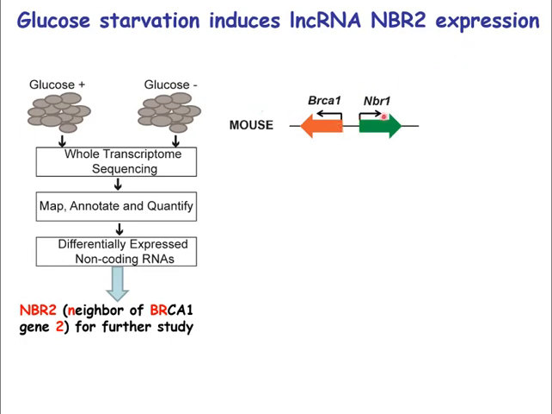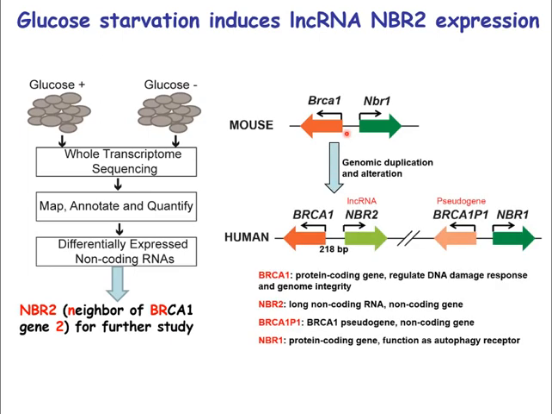Interestingly, in the mouse genome, there is another gene called NBR1, which resides right next to the BRCA1 gene. There are only a couple of hundred base pairs between the transcription start sites of these two genes. Then during evolution, there was a genomic duplication and subsequent alteration in this locus. So you end up in the human genome with the BRCA1 gene right next to another gene called NBR2. This NBR2 is a partial duplication of NBR1. The 5' region of NBR2 is very similar to the NBR1 gene, but the rest of the gene has nothing to do with NBR1. So this gene became a non-coding gene. It does not appear to encode a protein.